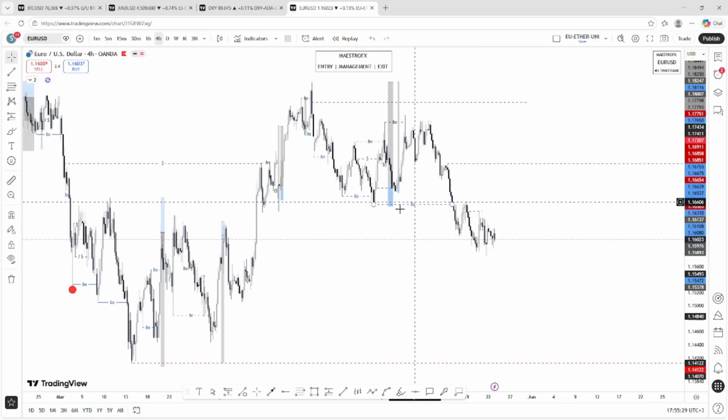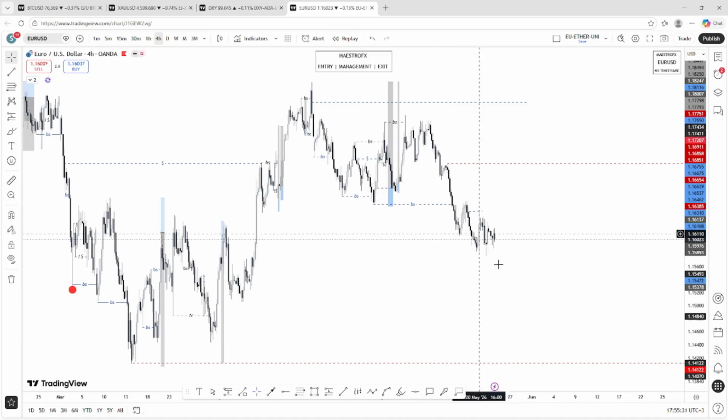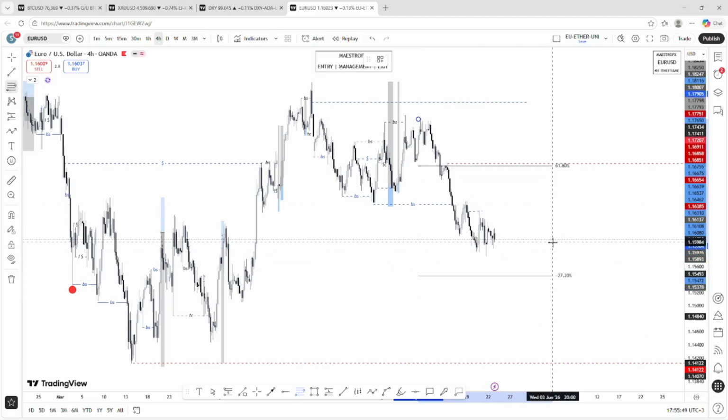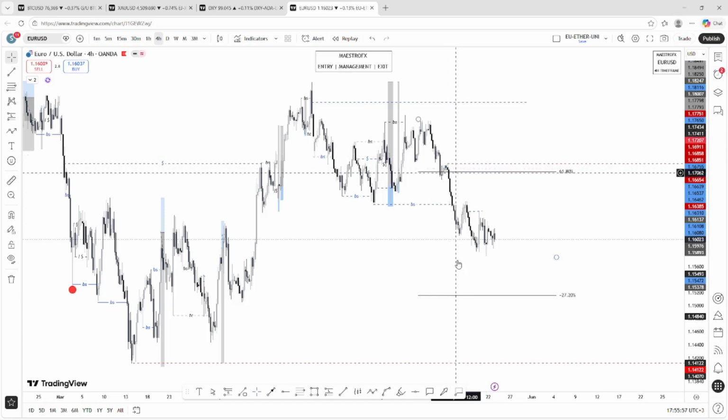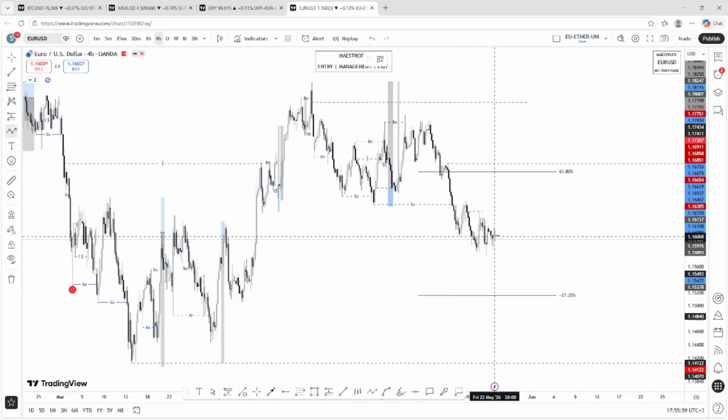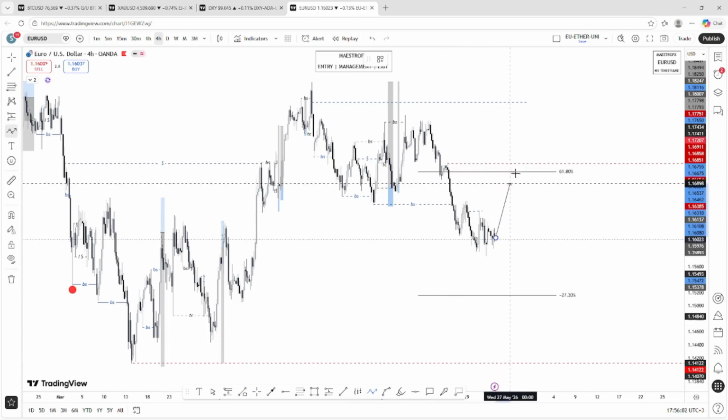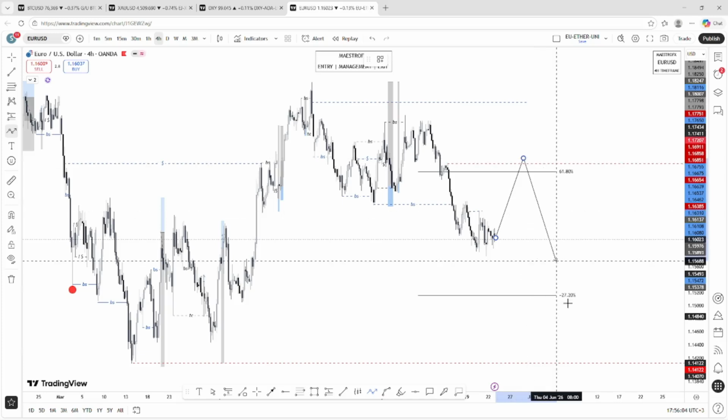Yes, and so currently we are in this structure, and after every impulsive phase, we usually anticipate at least a correction to the 61.8 Fibonacci retracement before we continue. You can see that the 61.8 is in line with this internal liquidity, and so probably we could see this price correct to these levels before continuing.